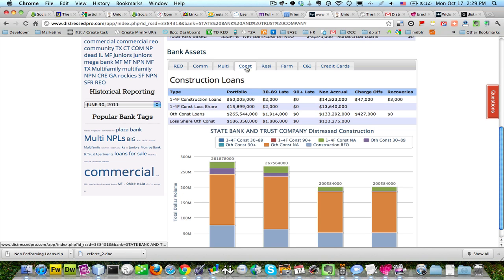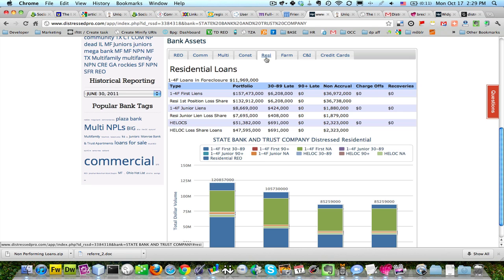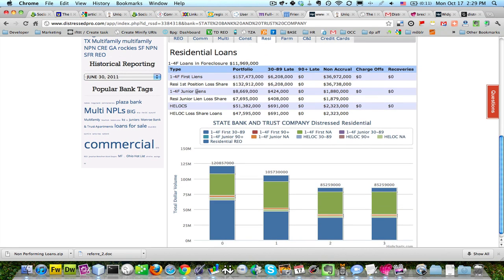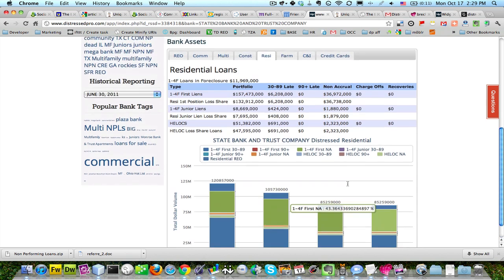Here's construction loans. There's 1 to 4 family construction loans, then all your other construction loans like commercial development and land acquisition, this sort of thing. Then residential: first liens, junior liens, and HELOCs, and you can see that this bank has loss share agreements on volumes of all of these. This is sort of how they've been performing over the last 4 quarters, and you can come through here and see what their big problems are.